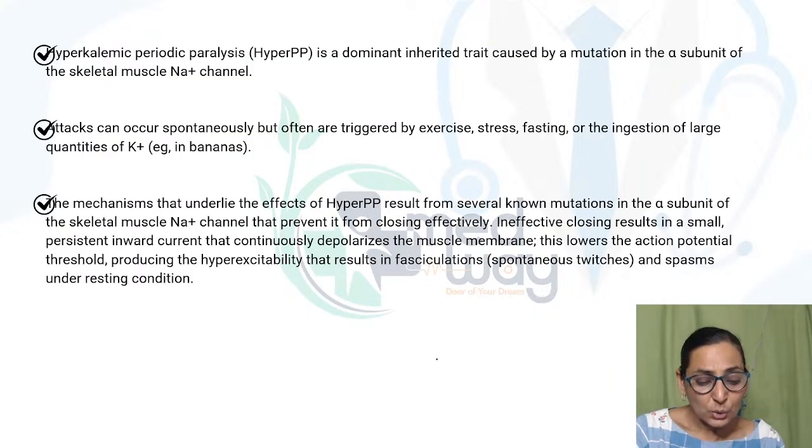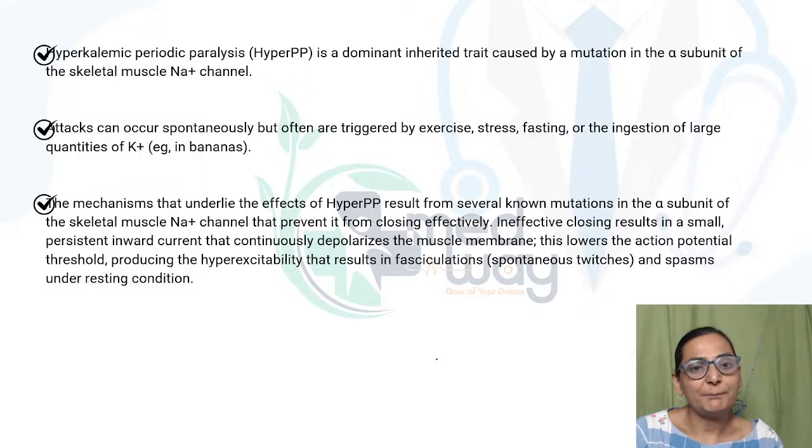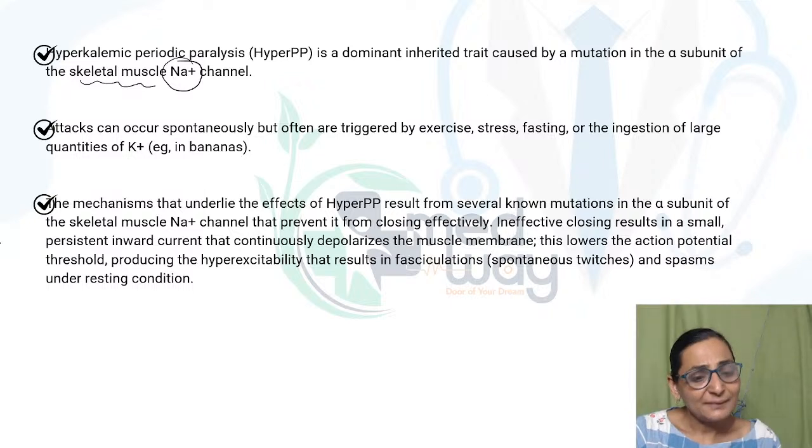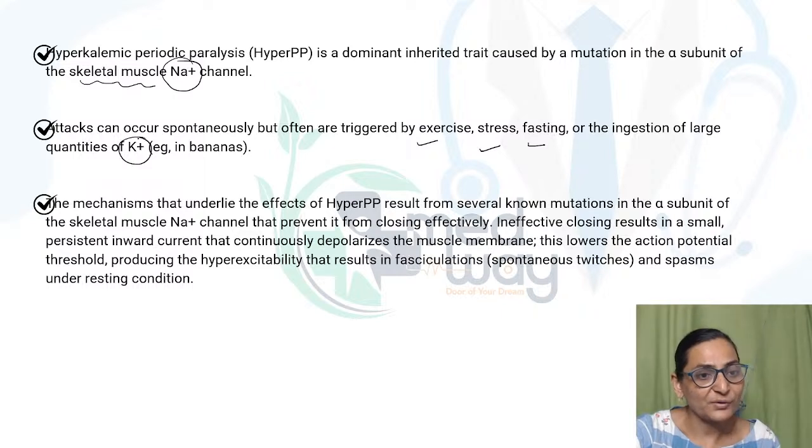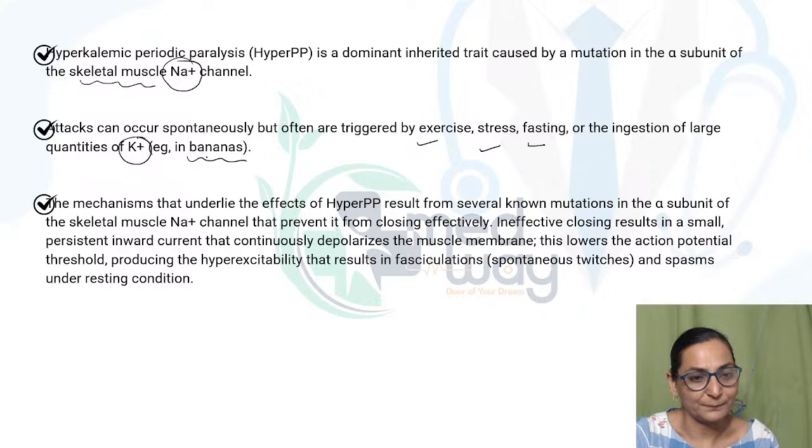So what happens in hyperkalemic periodic paralysis? There is a mutation in the subunit of the skeletal muscle sodium channel, right? And these attacks are triggered by exercise, stress, fasting, or ingestion of a large amount of potassium. For example, bananas. Bananas are known to be very rich in potassium.